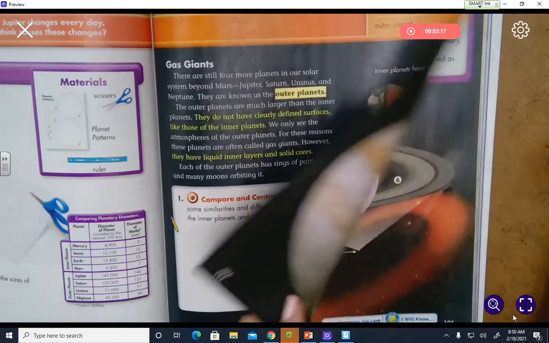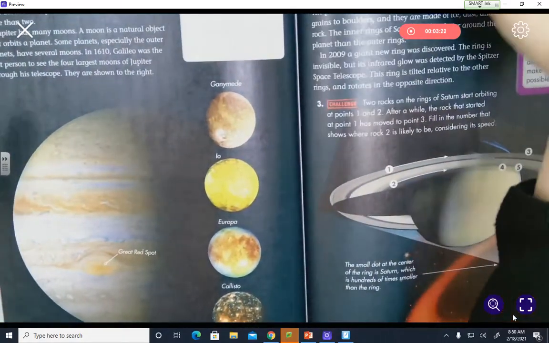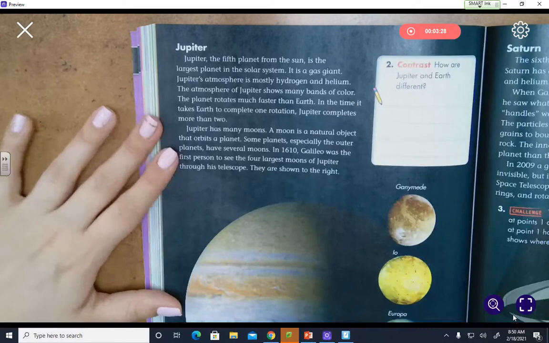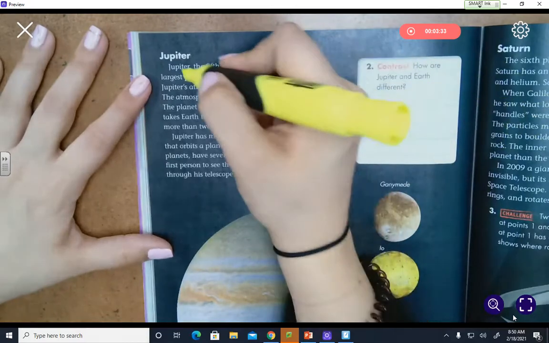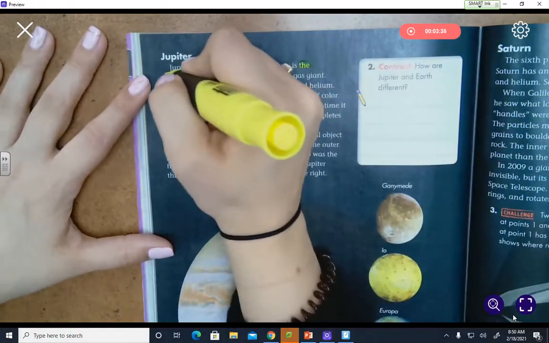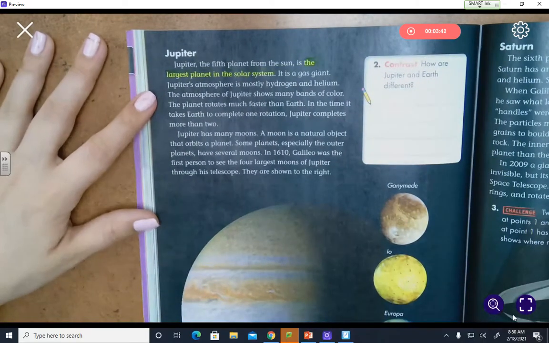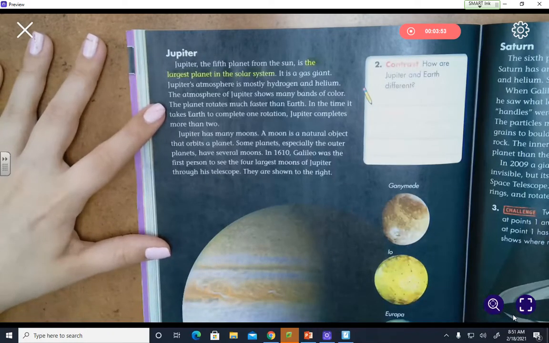Let's turn the page and learn about our first outer planet, which is Jupiter. All right. Jupiter. It's the fifth planet from the sun and is the largest planet in the solar system. I want you to highlight that it's the largest planet in the solar system. It is a gas giant. Jupiter's atmosphere is mostly hydrogen and helium. The atmosphere of Jupiter shows many bands of color. The planet rotates much faster than Earth.